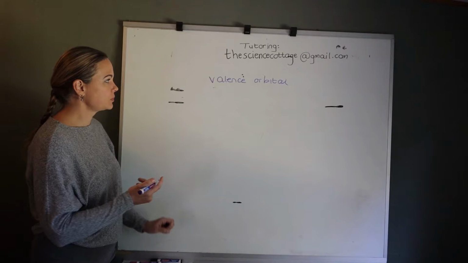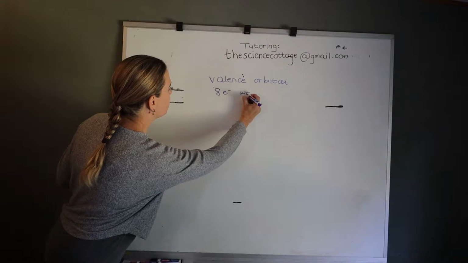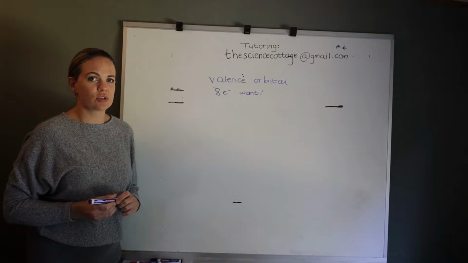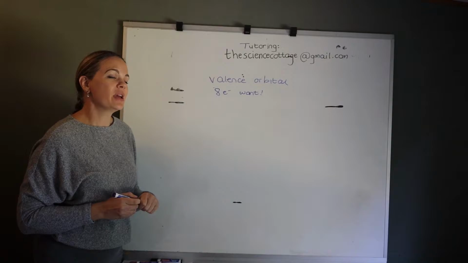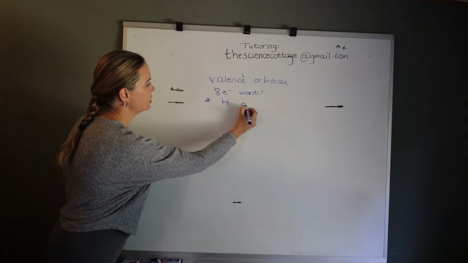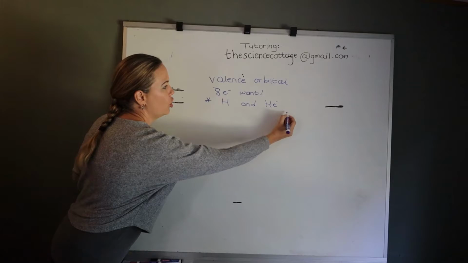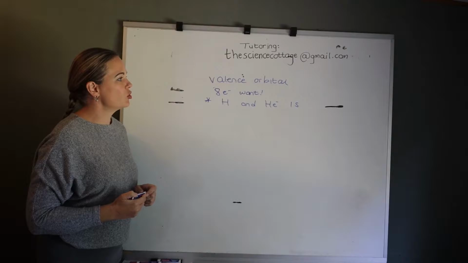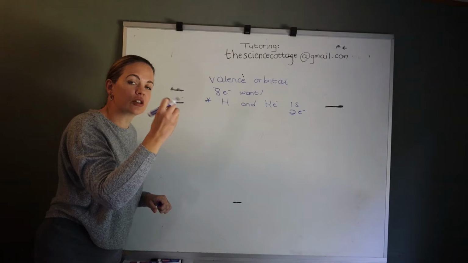So, most atoms want 8 electrons in their valence orbital. Some exceptions: hydrogen and helium. They've only got this small 1s orbital around the nucleus, and the 1s orbital can only take a maximum of 2 electrons. It's very tiny, it can't have more than 2 electrons.